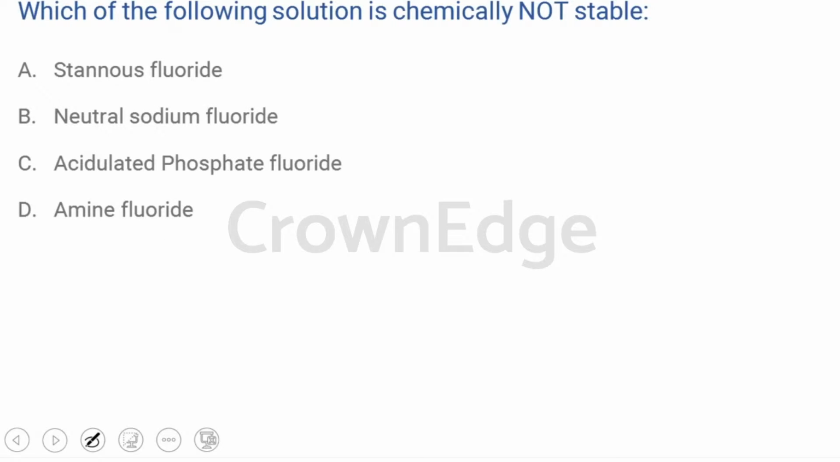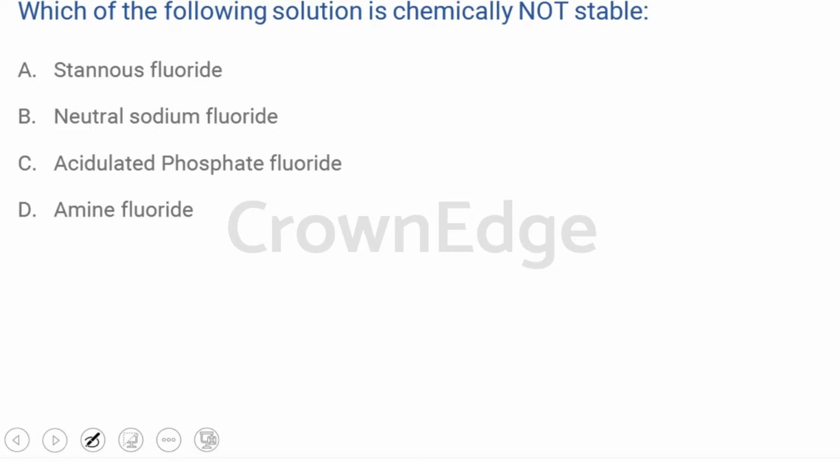Which of the following solutions is chemically not stable? A, stannous fluoride, B, neutral sodium fluoride, C, acidulated phosphate fluoride, and D, amine fluoride. So your correct answer for this question is stannous fluoride. Stannous fluoride is another commonly used topical agent. It is available as 8% and 10% stannous fluoride, and 8% is more commonly used than the 10% variety.